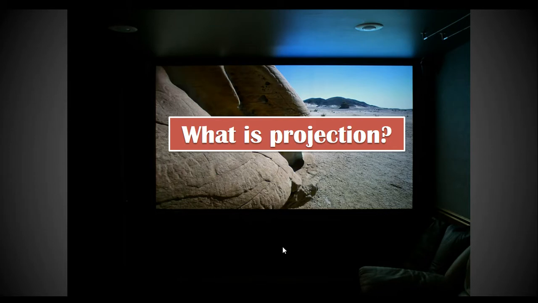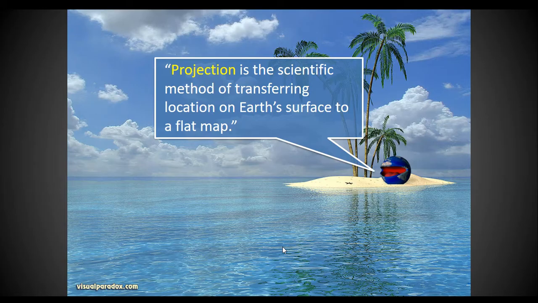Let's go ahead and talk today about some map projections. When we talk about projections, it's like projecting a movie screen. The same thing happens when we have to project the surface of the Earth. Again, we're talking about the Earth, not a flat Earth. We're talking about a sphere, the globe. So how do we take that globe and project it onto a flat surface? The scientific method of transferring locations on Earth's surface to a flat map is called the projection.